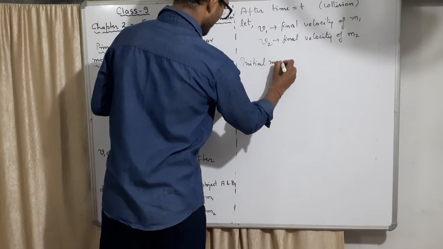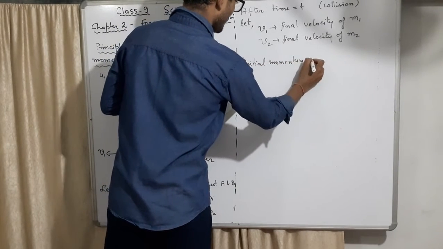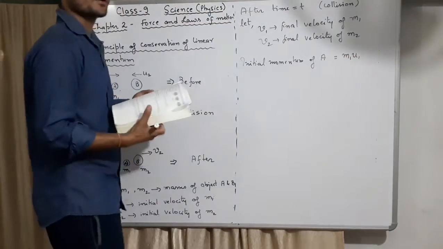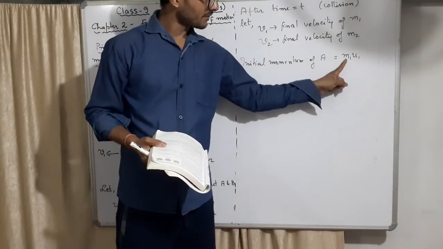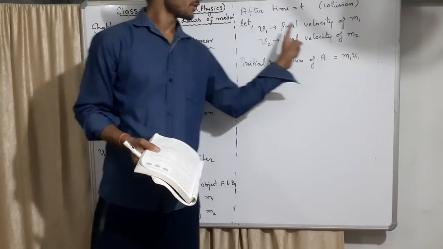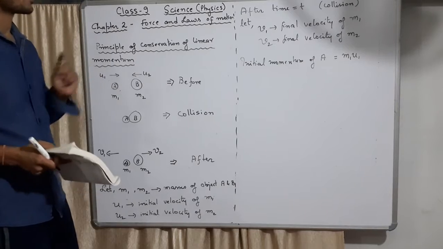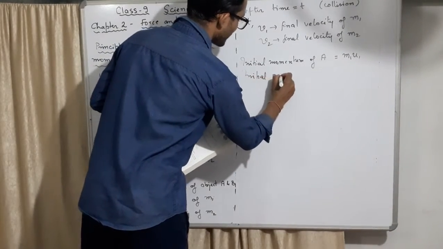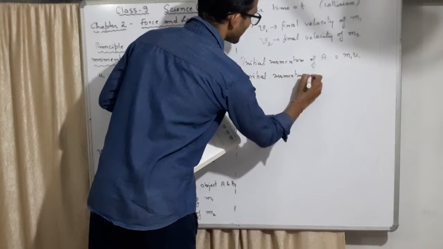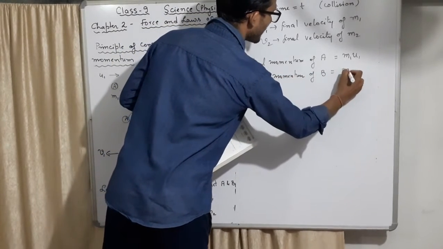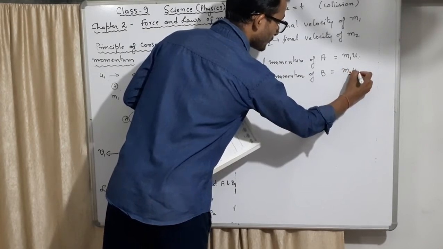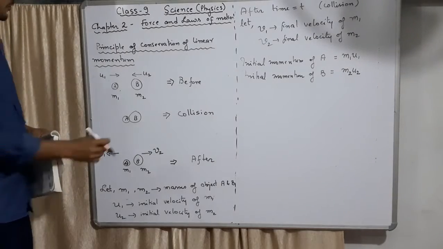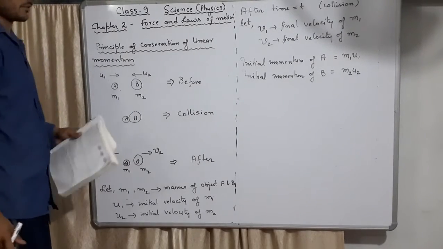Initial momentum of A, what is that? M1 U1. Why M1 U1? Because the formula is mass into velocity: mass, initial velocity. Similarly, initial momentum of B is M2 U2, before collision. After collision, here nothing happened. Here the things will happen.